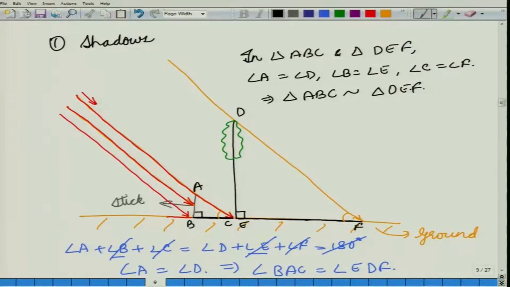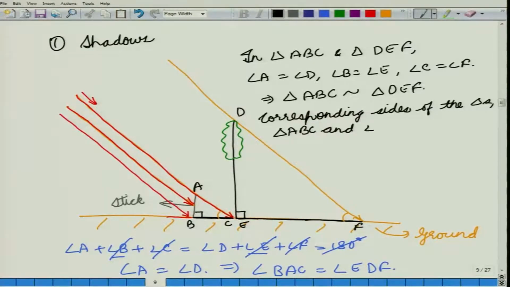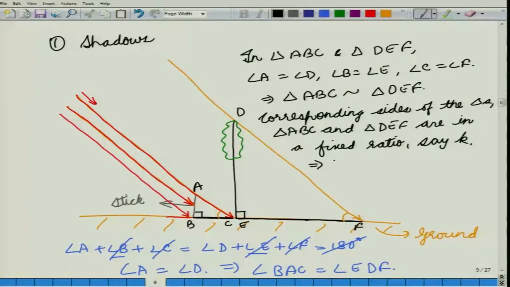So, what does that tell us? It tells us that the corresponding sides of the triangles ABC and DEF are in a fixed ratio, say K, which means that AB upon DE is equal to BC upon EF is equal to AC upon DF is equal to K.